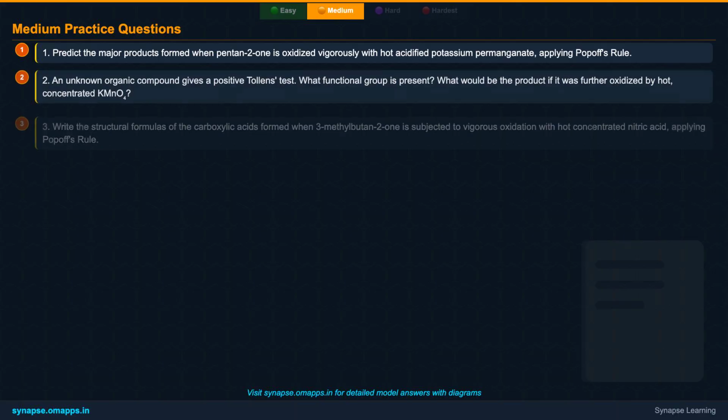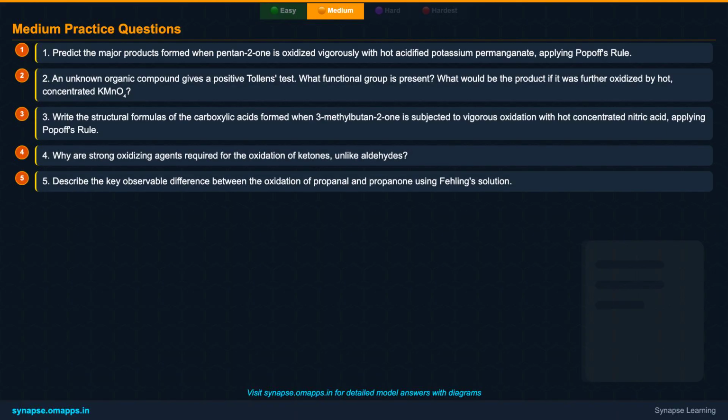Time to apply Popoff's rule. Predict the products for pentan-2-one vigorous oxidation. Consider what functional group causes a positive Tollens test and its product with strong oxidizers. And for 3-methylbutan-2-one, can you draw the structures of the carboxylic acids formed by Popoff's rule? Finally, reflect on why strong oxidizers are a must for ketones. Take your time to work through these problems.